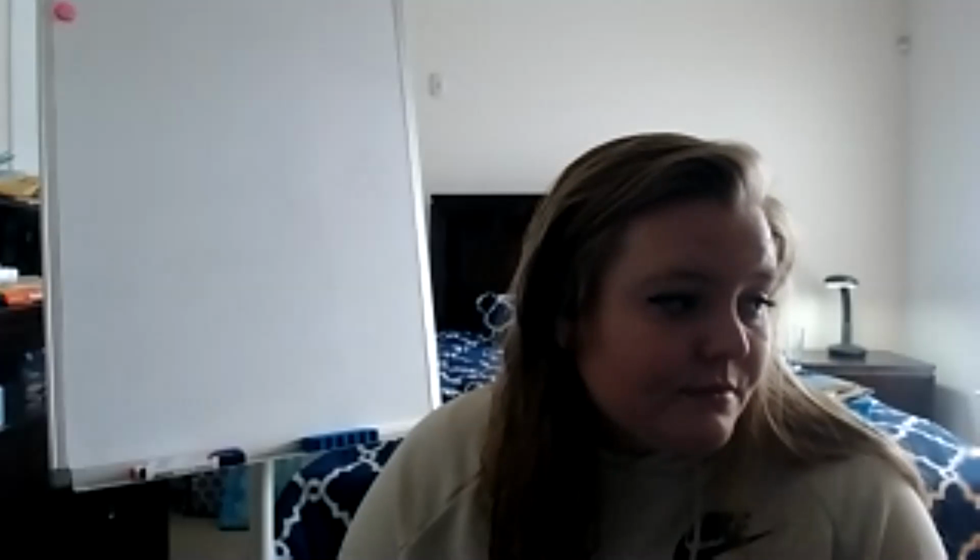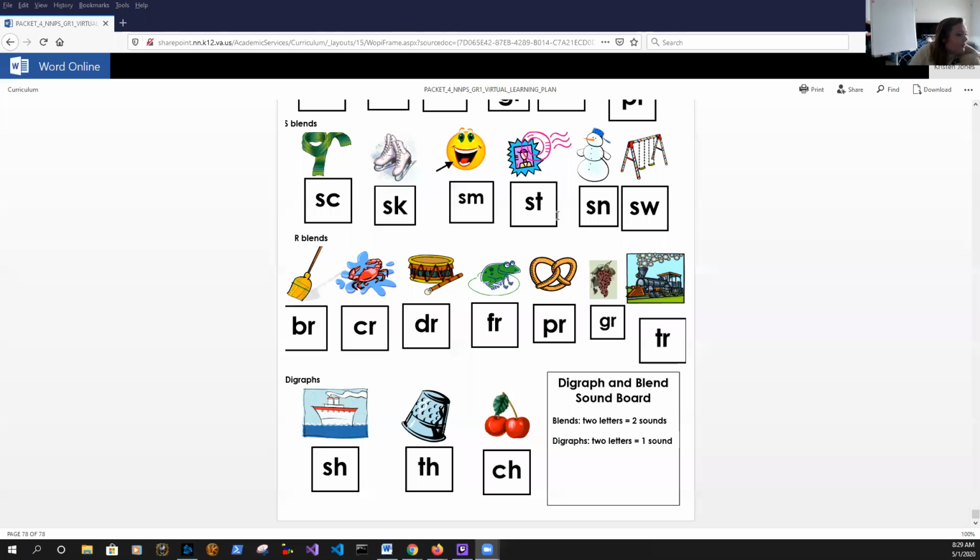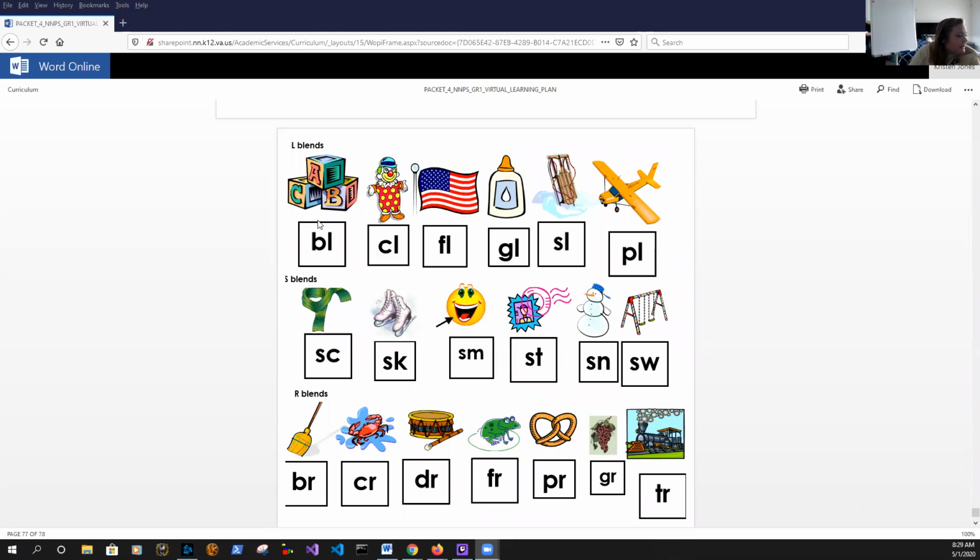So to remind us what L blend words are, I'm going to take us to the bottom of the packet, and I'll share my screen. Right here we have our L blend examples at the top. So block, clown, flag. It's 2 consonants, one being an L, where we hear both of those sounds. We hear both the F and the L in flag. So that would be one of the L blend words.